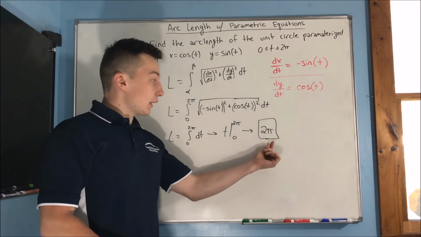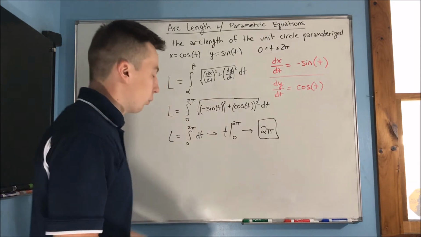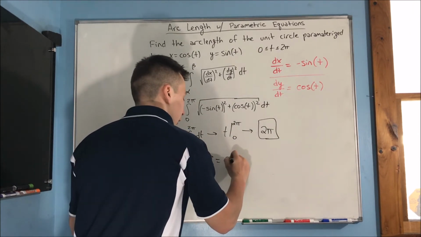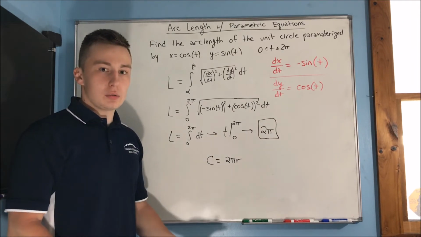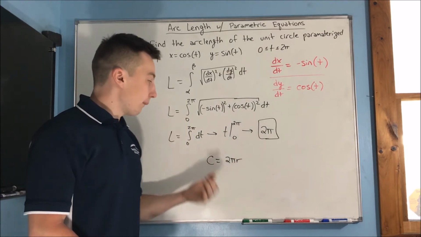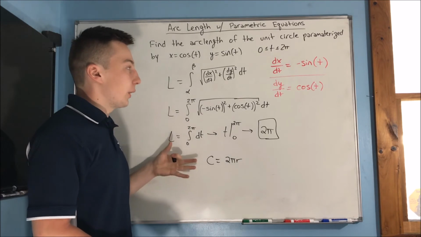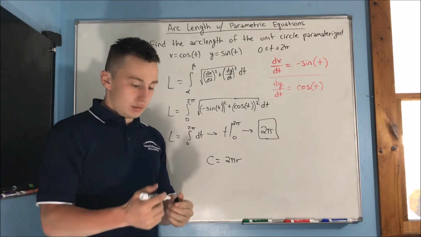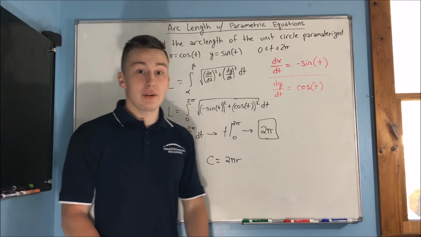So this actually makes a lot of sense. This goes with our circumference equation that we know from a while ago: circumference equals 2 pi r. And what is the radius of the unit circle? Well, it's 1. So our circumference, our arc length, should be 2 pi, and it is. So that's actually really cool to see. You're seeing now with parametric equations something that you knew already, like 10 years ago.